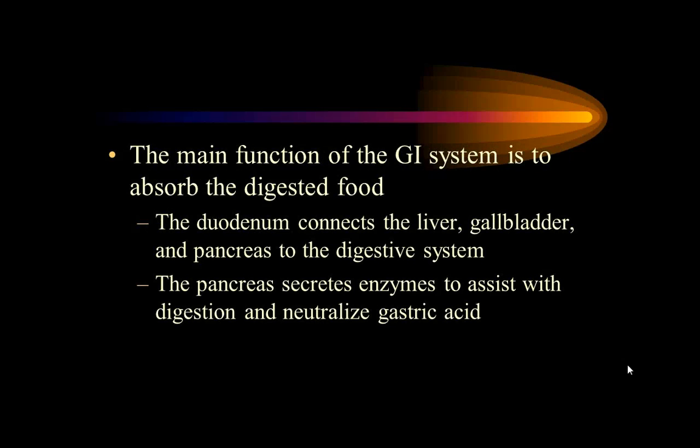GI system, again, the whole purpose is to absorb the digested food. The duodenum is connected to the liver, gallbladder, and pancreas, with a whole bunch of different ducts. The pancreas is the major organ releasing enzymes to help break down some of the protein and some of the fat. It also helps neutralize the acid coming into the small intestine. If not, it would burn all the way down.